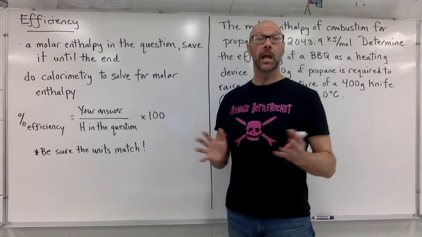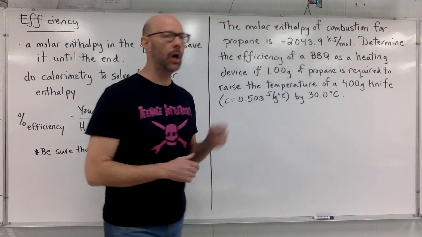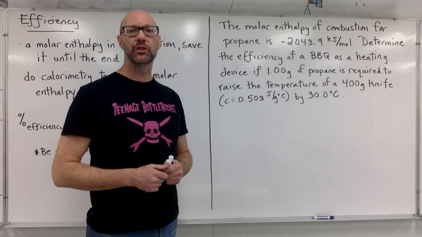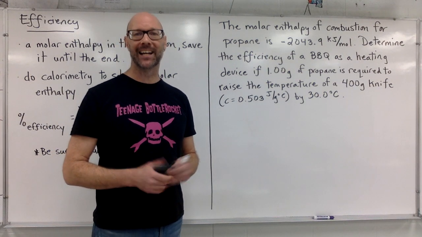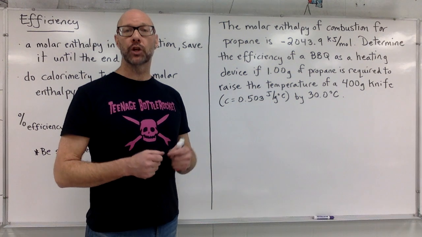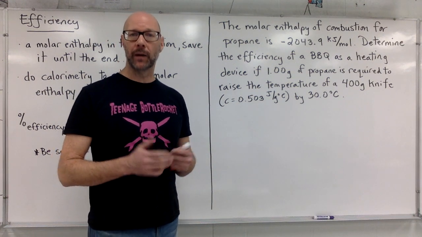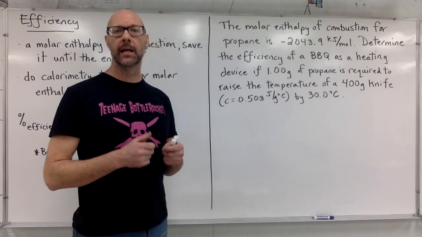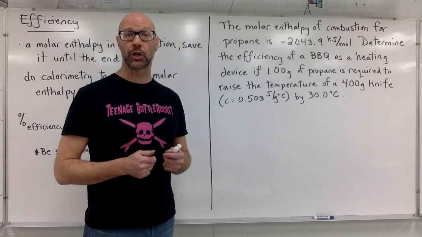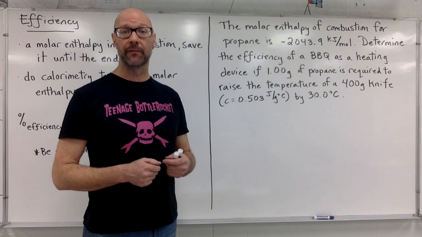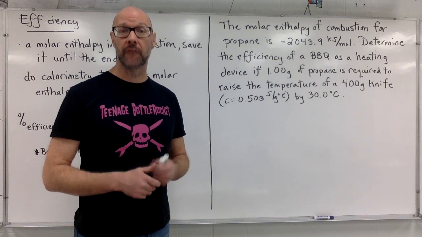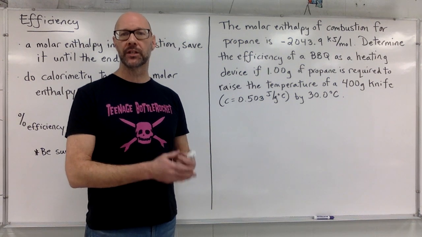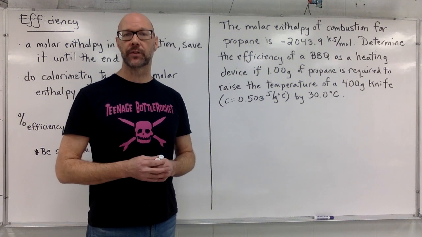Here we go. Here's our example. The molar enthalpy of combustion for propane is negative 2043.9 kilojoules per mole. Determine the efficiency of a barbecue as a heating device if 1.00 grams of propane is required to raise the temperature of a 400 gram knife with a specific heat capacity of 0.503 joules per gram degrees Celsius by 30.0 degrees Celsius.